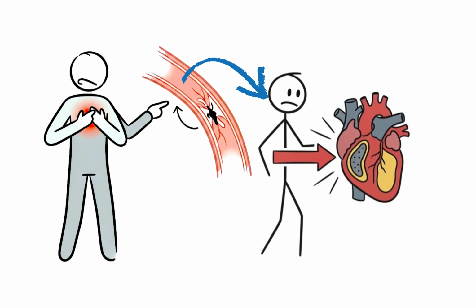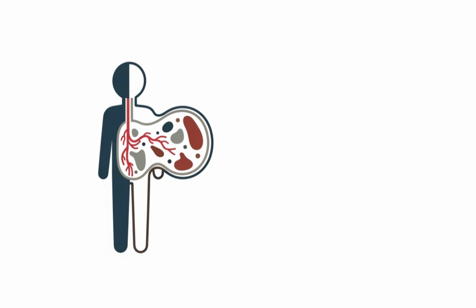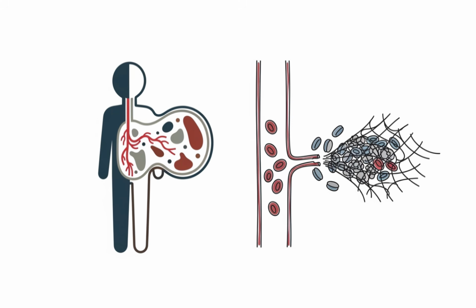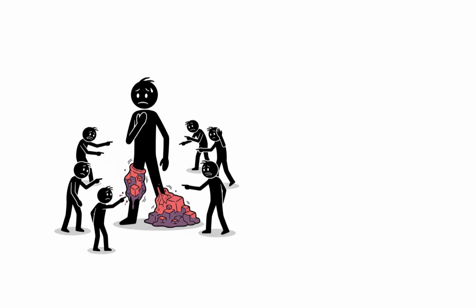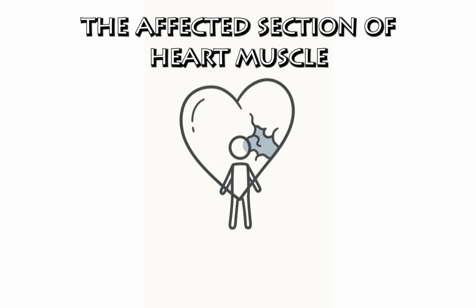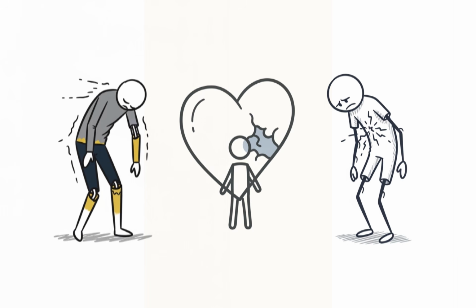Most heart attacks are caused by coronary artery disease. Plaque buildup inside a coronary artery can rupture, exposing its contents to the bloodstream. This triggers the formation of a blood clot. If the clot grows large enough, it can fully obstruct the artery. Without oxygen, the affected section of heart muscle cannot produce energy and rapidly loses function.